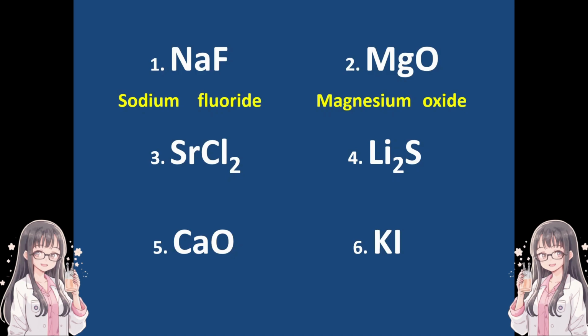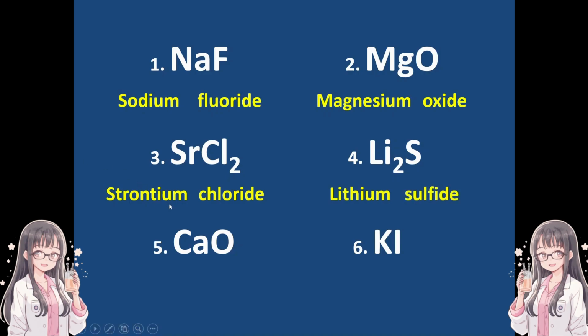Final name for the ionic compound is strontium chloride. Number 4, lithium is Li, S is sulfur. Together, they will be named as lithium sulfide. Number 5, Ca is calcium, O is oxygen. Final name will be calcium oxide. And last example, KI. K is potassium, I is iodine. Final name will be potassium iodide.